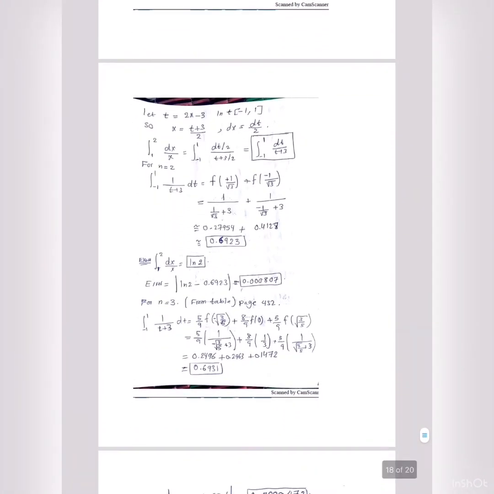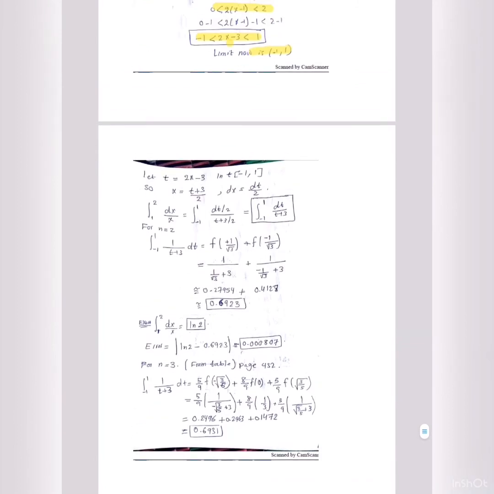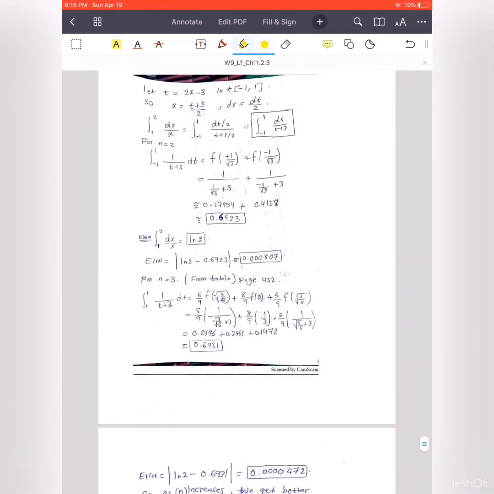From 1 to 2, dx over x becomes now a function of t, dt over this, between -1 and 1. Now we can apply the quadrature formula, which is the function value at 1 over square root of 3, and minus 1 over square root of 3. Substitute here, plus this, and then when you calculate it, we find the answer. So it means we approximate the value. No need to go back and put it in x, because here is the answer.